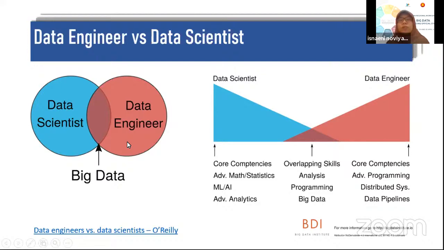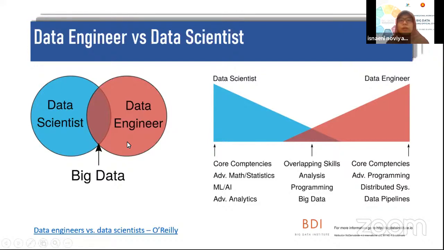From the skill aspect, the data scientist has core competencies in advanced mathematics, statistics, machine learning or artificial intelligence, and last is advanced analytics. Meanwhile, the data engineer has core competencies in advanced programming, distributed systems, and data pipelines. So we can see there are overlapping skills between data engineer and data scientist. They are analysis, programming, and big data.